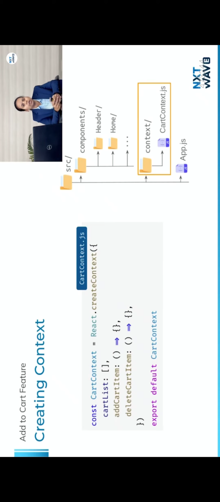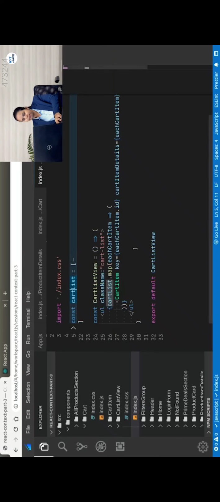So here you can see the code related to that. React.createContext, to which we are providing the cart list, initializing it with an empty list, then the add cart item and delete cart item, and finally we are exporting it. Okay, so in this way we are creating the cart context. So let's create the cart context.